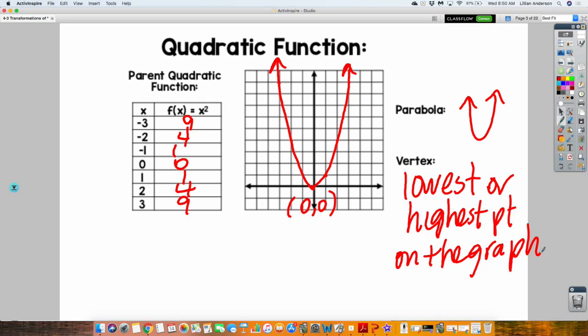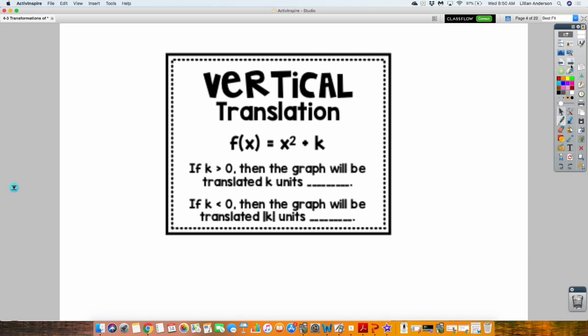Don't forget, cross those t's, dot those i's. All right? And all the transformations, again, are based off of this parent function. So this original graph is going to move depending on certain values. So for example, everyone open up the vertical translation part. Close up the horizontal part, okay?